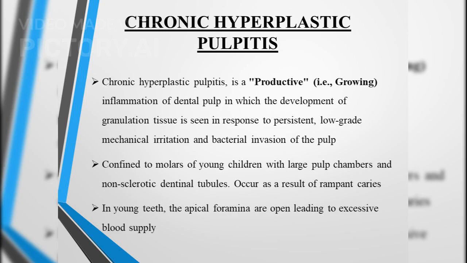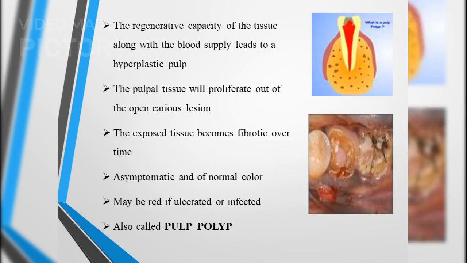Chronic hyperplastic pulpitis is a productive inflammation of the dental pulp, often seen in young children with large pulp chambers. It results from rampant caries and can lead to excessive blood supply and open apical foramina. The regenerative capacity of the tissue, along with increased blood supply, can lead to a hyperplastic pulp or pulp polyp. This condition is asymptomatic and may appear red if ulcerated or infected.